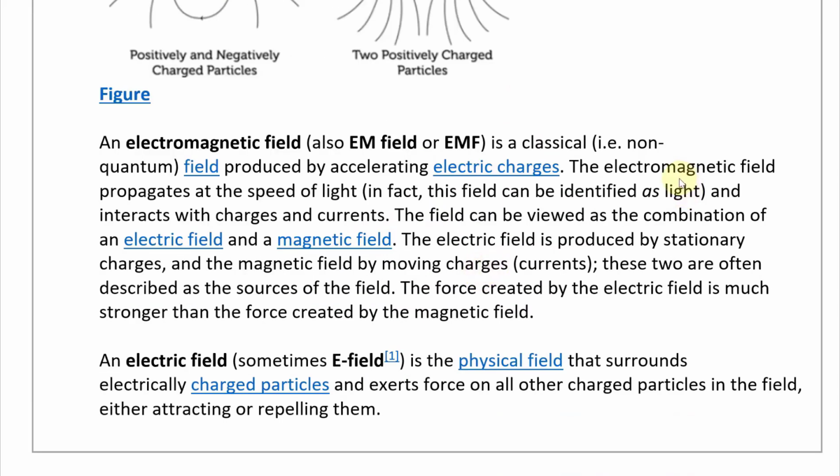Anyways, the electromagnetic field propagates at the speed of light. In fact, this field can be identified as light and interacts with charges and currents.